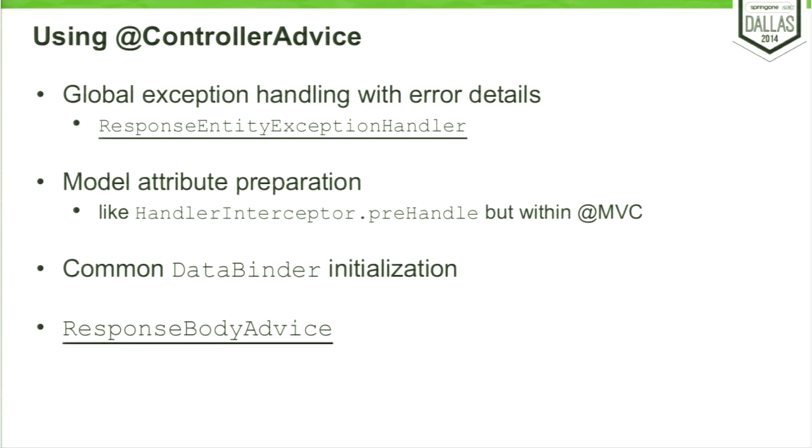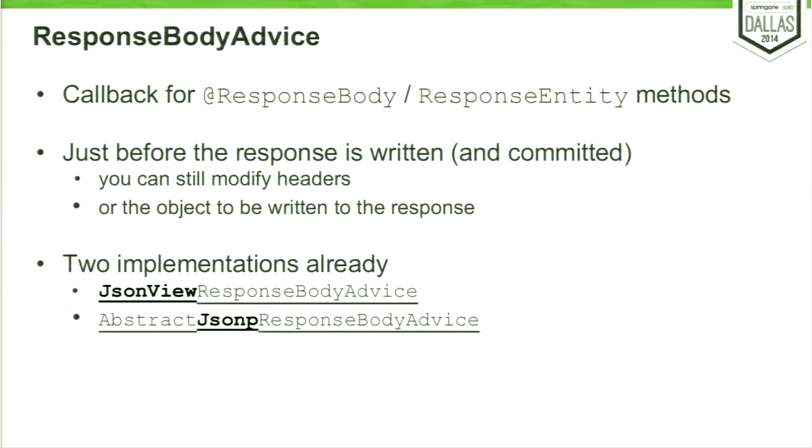And as of late, we also have another addition for use cases for controller advice, which is the response body advice. This is something new in 4.1. So the response body advice is basically an interface which you can implement in addition to putting the controller advice annotation. And it's a callback, essentially, for response body and response entity methods. So if you're doing this kind of REST-style interaction in Spring MVC, if you have response body methods, they return some kind of value, right? The method returns a value, and then that gets written to the response using a message converter.